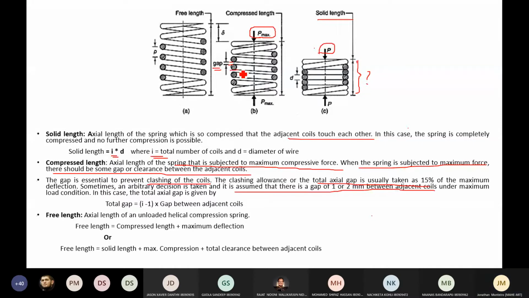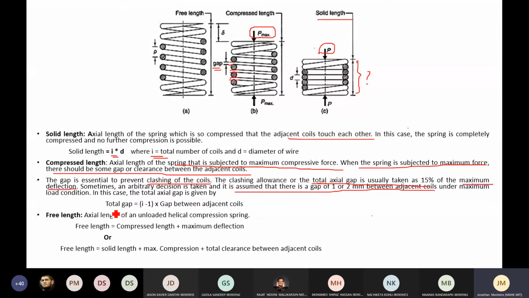So there is one gap over here, a second gap, a third gap, and so on. All those gaps, if you add up, are called the total axial gap, usually taken as 15% of the maximum deflection that is allowed. When we solve the problems, you'll be more clear on that.